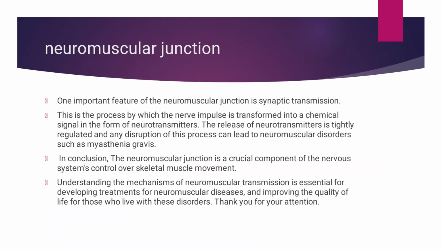Another feature of the neuromuscular junction is synaptic transmission. This is the process by which a nerve impulse is transformed into a chemical signal in the form of neurotransmitters. This neurotransmitter is mainly acetylcholine. The release of neurotransmitters is tightly regulated. If there is any disruption in this process, it will lead to neuromuscular disorders such as myasthenia gravis.